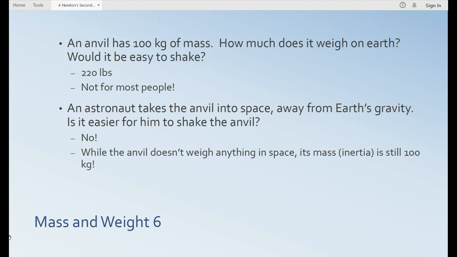Now, if an astronaut takes our anvil into space away from Earth's gravity, is it going to be easier for him to shake that anvil? No, because while the anvil doesn't weigh anything in space, its mass, or its measure of inertia, is still going to be 100 kilograms. So it's going to be just as hard for that astronaut in space to pick up and shake that anvil back and forth, or to move that anvil, as it would be for him right here on Earth.